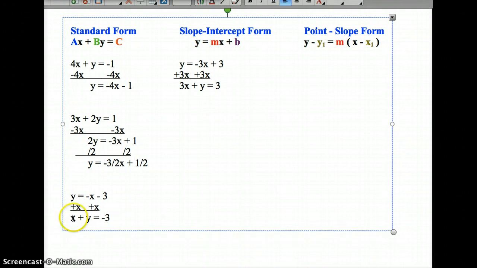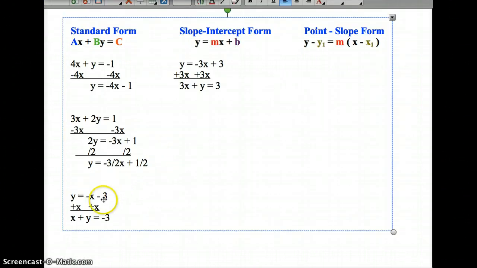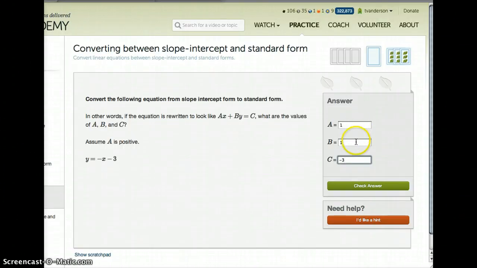So x is alone, so we know that's a 1. Y is alone, so we know that's a 1, and then we have a negative 3 right there. So that would be our A, B, C term. So we know it's a 1 for A, 1 for B, and negative 3 for C. Again, I don't like making mistakes. I'm going to double check that. 1, 1, negative 3.